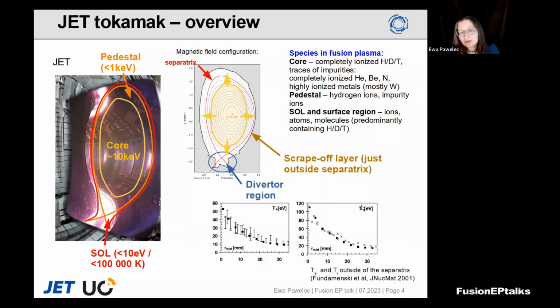This is one of the rare examples of the measurement of temperatures outside of the separatrix. And you can see that in the region of 30 millimeters, which is close like that, in this very, very thin skin around the plasma, we are getting from the temperatures of over 100 electron volts to 20 electron volts and lower.